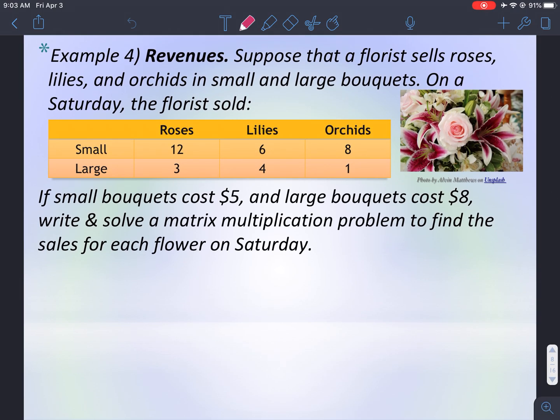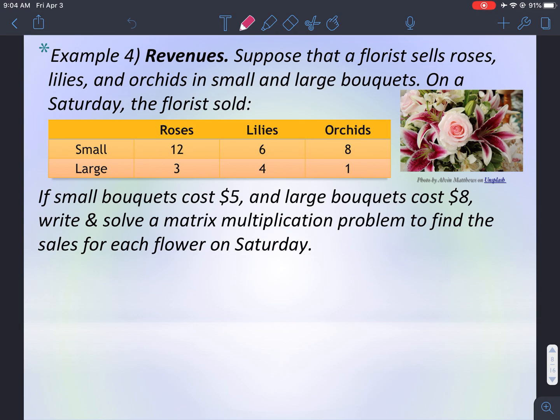So, sales revenues. Suppose that a florist sells roses, lilies, and orchids in small and large bouquets. On a Saturday, the florist sold 12 small roses, 6 small lilies, 8 small orchids, 3 large roses, 4 large lilies, 1 large orchid. If a small bouquet costs $5, a large bouquet costs $8, write and solve a matrix multiplication problem to figure out the sales for each flower.